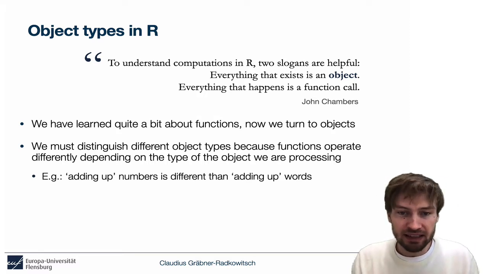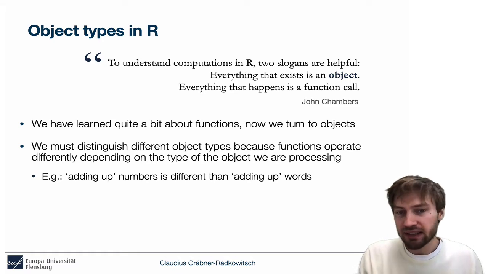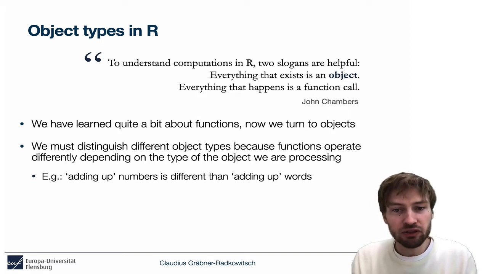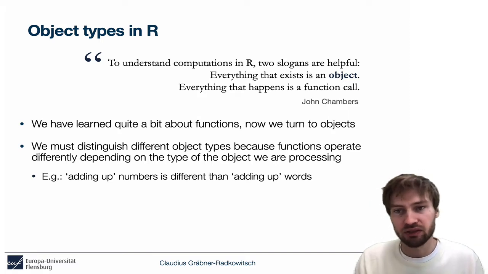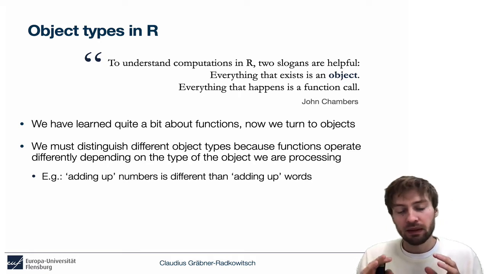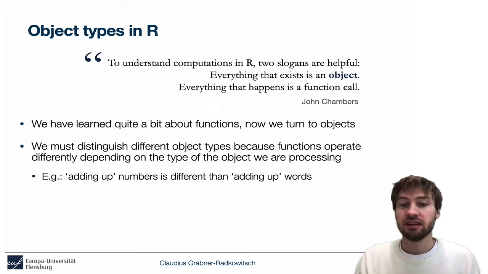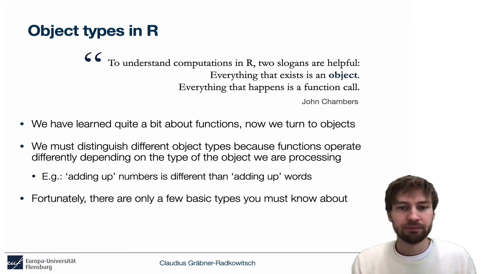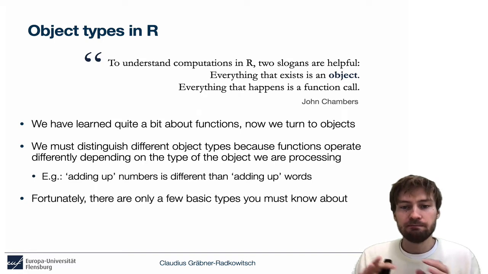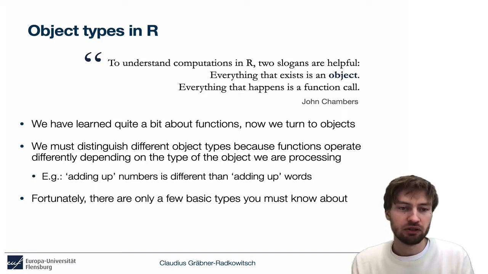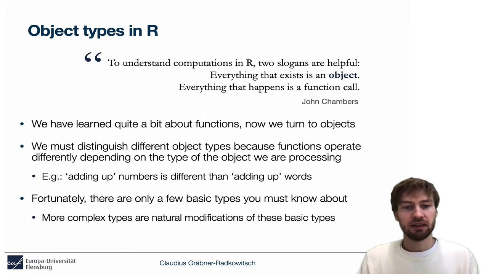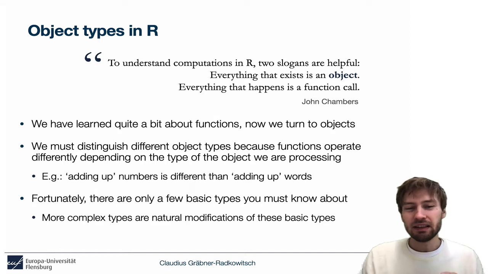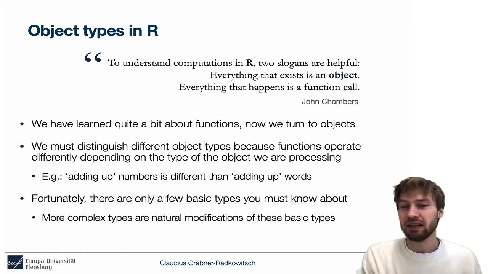But that already indicates that in order to understand what the functions you are calling in R are actually doing, you need to have a solid understanding of what you apply these functions to. And therefore, understanding the different object types in R is of utmost importance. Now, fortunately, in R, there are only very few basic object types you need to know about. Of course, there are more complex types, and we will encounter a couple of them in later sections, but these are usually natural modifications of these basic types.